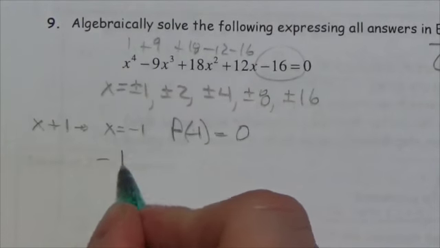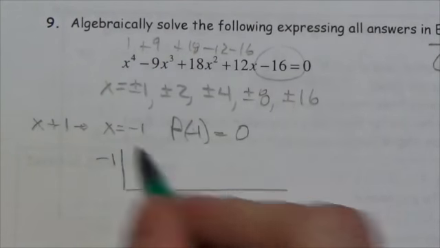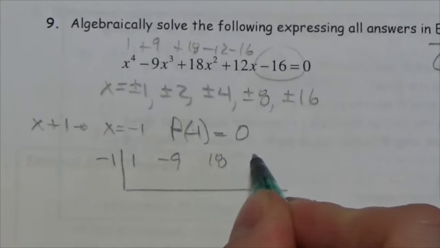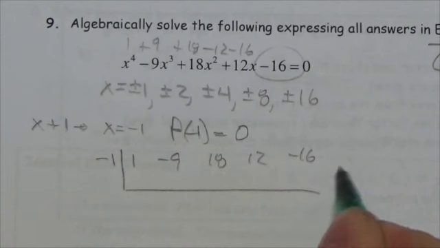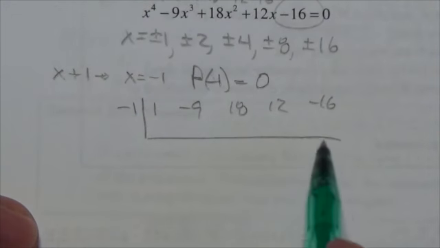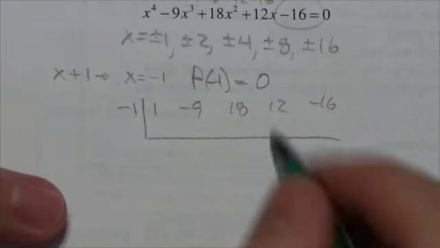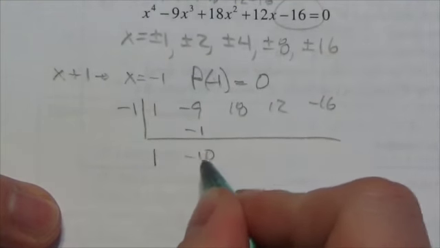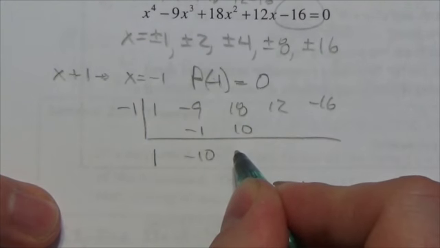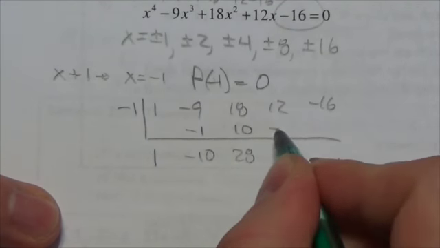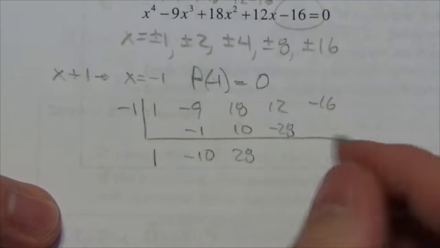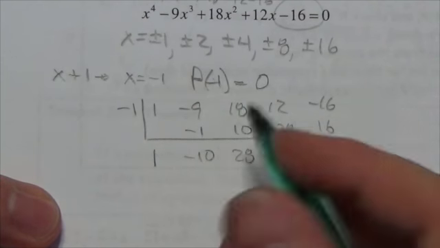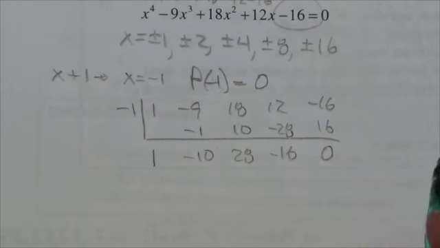So now I'm going to do my synthetic division. I'm going to put the negative 1 out there. I'm going to put the coefficients down here: 1, negative 9, 18, 12, negative 16. And I already know that my answer here should be 0, but we're going to walk this through. Bring down the 1, multiply, add, multiply, add, what do we got here, 28, multiply, negative 28. I add here, this is going to be negative 16, multiply and I'll get positive 16, add and I get 0. So there's my 0. I knew that was supposed to happen, and it did.